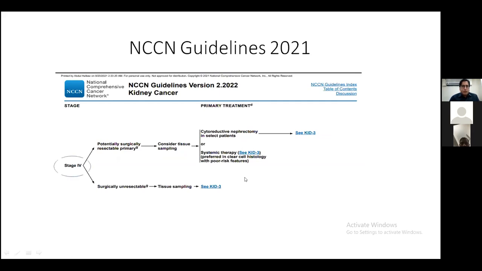Here I would like to talk about stage four disease. Stage four disease means that whatever the T is, the patient has a synchronous metastatic lesion. If it is potentially surgically resectable disease, either oligometastasis or a single lesion, then you can go for cytoreductive nephrectomy in selected patients. Again, in every slide there are selected patients. Not all patients are candidates for cytoreductive surgery.